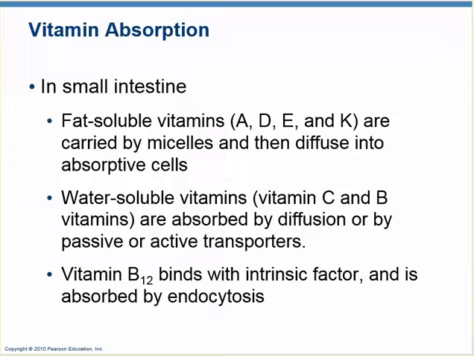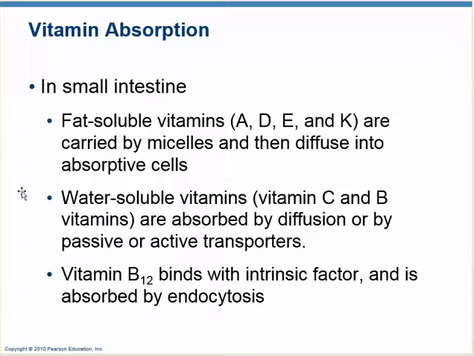B12 needs intrinsic factor to bind with to make it into the body. So it's unique. But this is one of the reasons why, if you look at vitamin A, vitamin D, vitamin E, to a lesser extent vitamin K, we get vitamin A and E especially from vegetables, green leafy vegetables. This is why we want to eat them with fat. This is why you put butter on carrots. This is why you put salad dressing on salad, because it facilitates the absorption of these fat-soluble vitamins that are found in these plants.